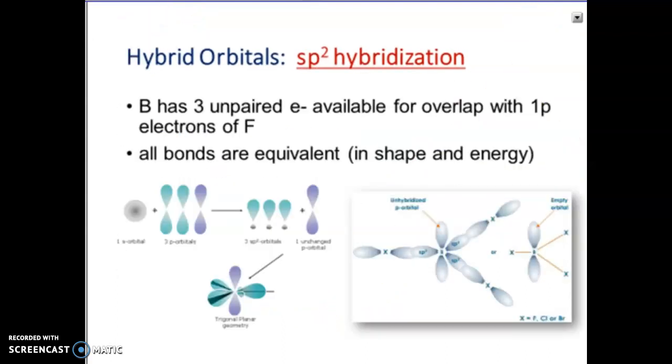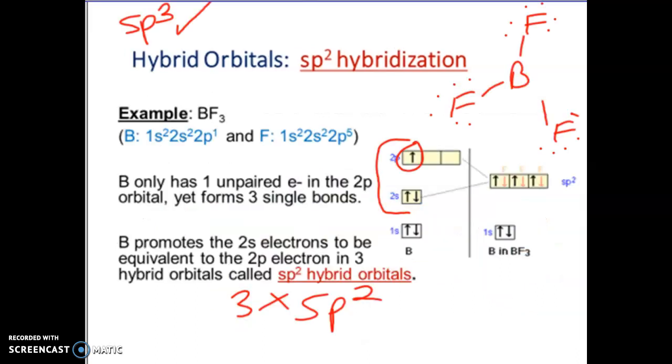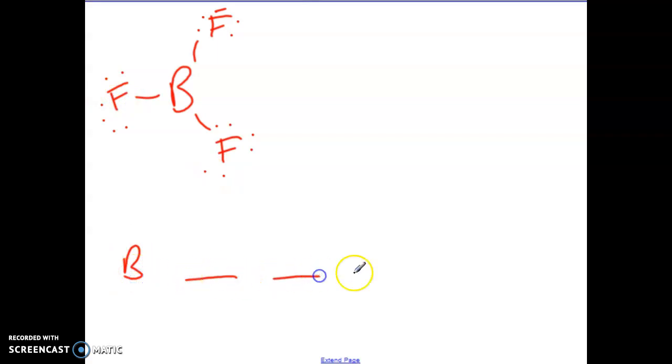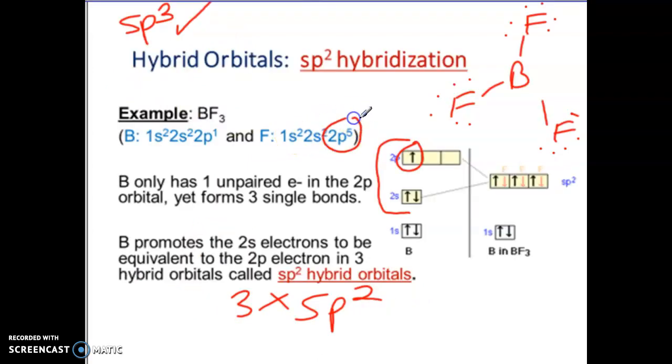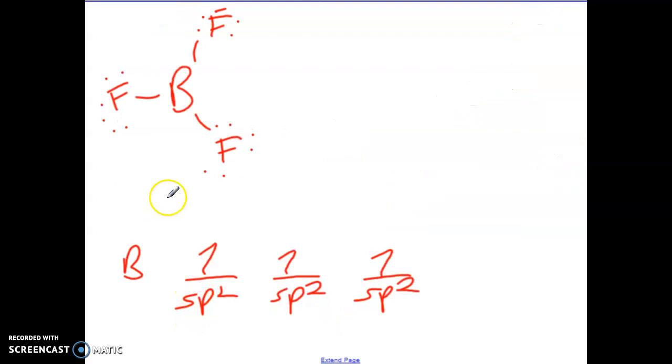So actually it's better if I just draw this ourselves. So we have boron with our 3 fluorine. Okay, so boron we know is going to make 3 half-filled orbitals that are sp2 type. Each of those fluorines that's going to be overlapping with boron, the only half-filled orbital that exists is going to be a 2p. So really what's going to happen is we're going to have a 2p for each of those fluorines.